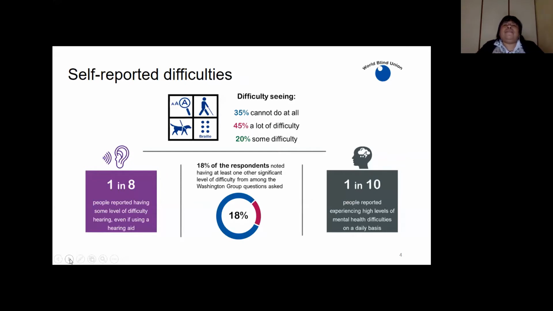18% of the respondents noted having at least one other significant level of difficulty from among the Washington Group questions asked. I think there are other things you can see in the whole report that I encourage you to read.